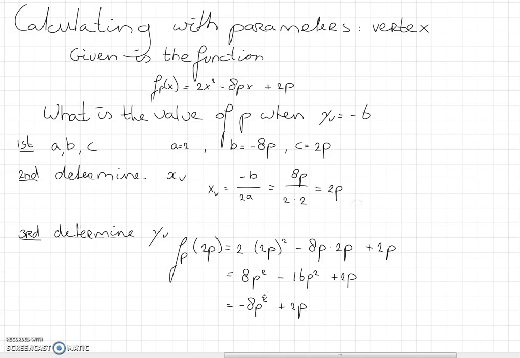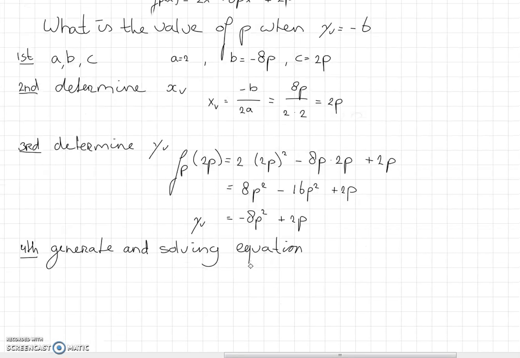We know that this is the y-coordinate of the vertex. We also know that this should be equal to −6, so our next step is generating the equation and solving it. So −8p² + 2p is the y-coordinate of the vertex. That should be equal to −6. So this is the equation we need to solve. Solving it gives −8p² + 2p + 6 = 0.